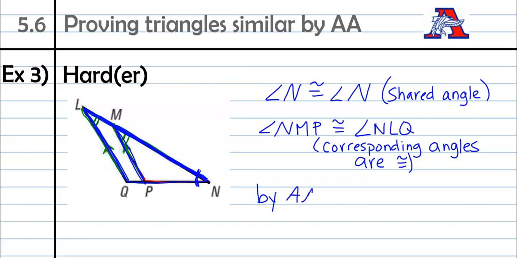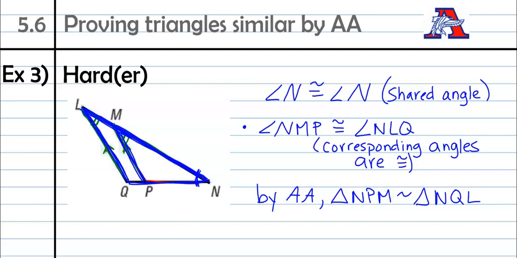So once again, by angle, angle, triangle. We'll go with the little one first. I'm going to go NPM is similar to triangle NQL. That would get our big one, NQL. There are many different ways to write it. We could have written it the same way that we did this one here too. It doesn't really matter as long as your letters are in the right spot.